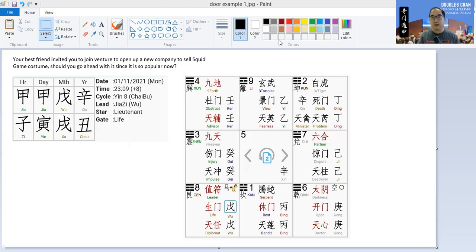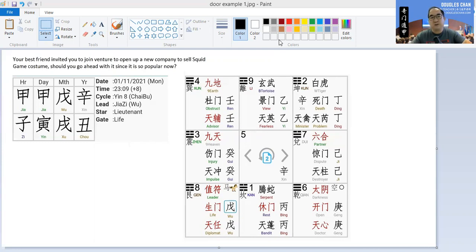If you know, Squid Game is a very popular Netflix series, which hit the roof and let a lot of people all over the world watch it. All of a sudden, Squid Game is very, very popular. Because of this buzz, a lot of merchandise is being sold worldwide. So the situation is this: your friend is asking you to venture into selling Squid Game costumes, as he believes it's going to be very profitable after that particular burst.